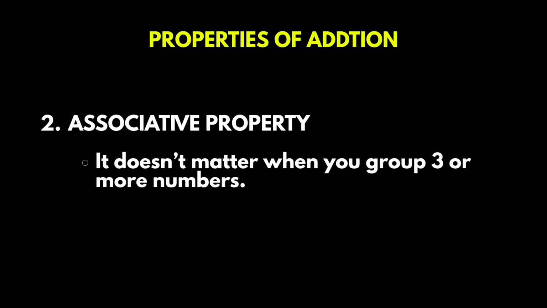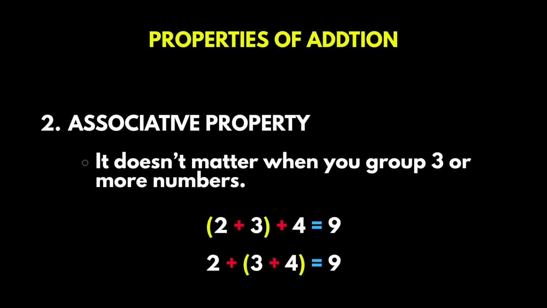Property number 2, the associative property. This one says that when you are adding 3 or more numbers, it doesn't matter how you group them. 2 plus 3 and then plus 4 equals 9. 2 plus the sum of 3 and 4 also equals 9. Same numbers, different grouping, same answer. This matters a lot in algebra when you're simplifying expressions. You will group terms in whatever way makes the math cleaner.